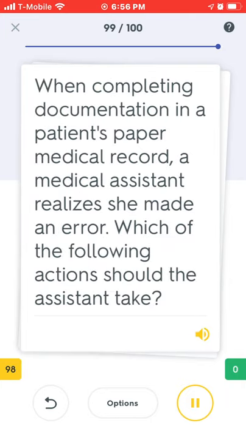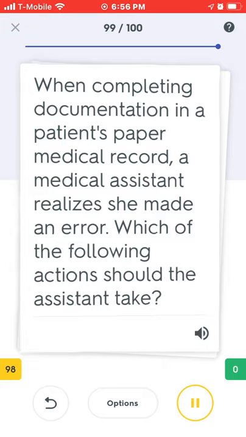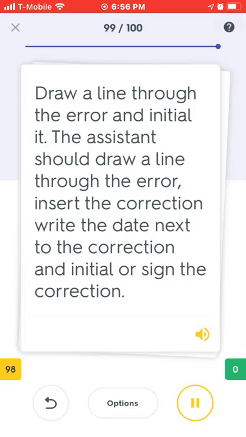When completing documentation in a patient's paper medical record, a medical assistant realizes she made an error. Which of the following actions should the assistant take? Draw a line through the error and initial it. The assistant should draw a line through the error, insert the correction, write the date next to the correction and initial or sign the correction.